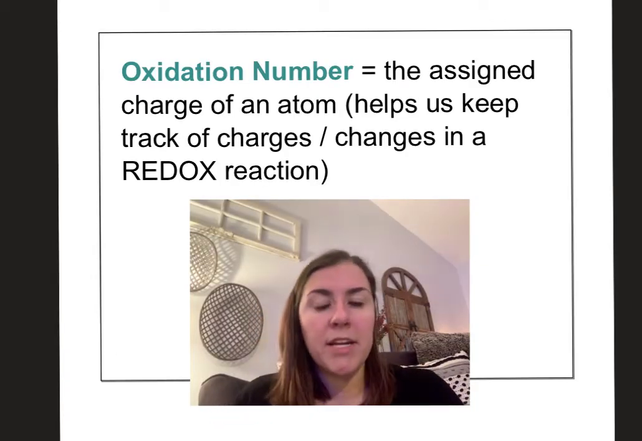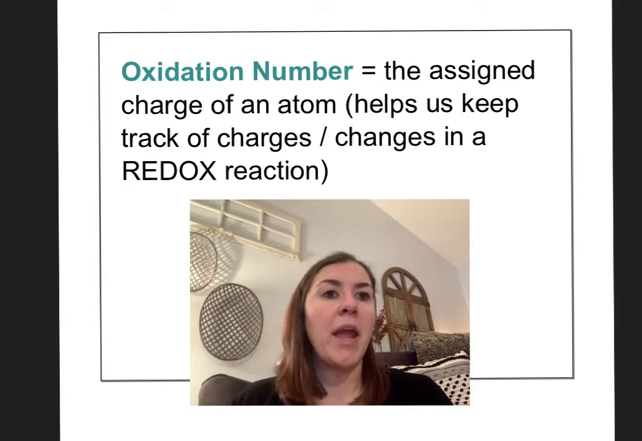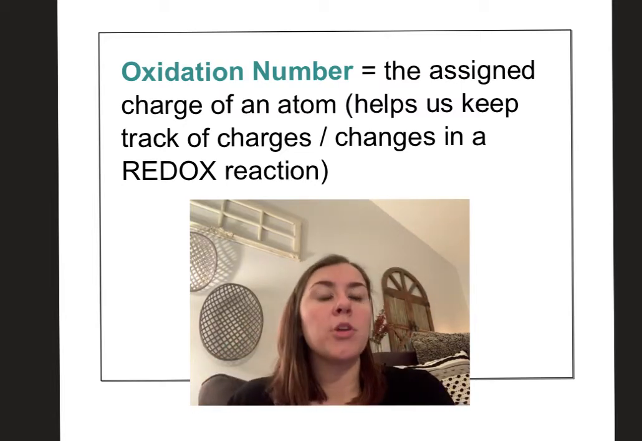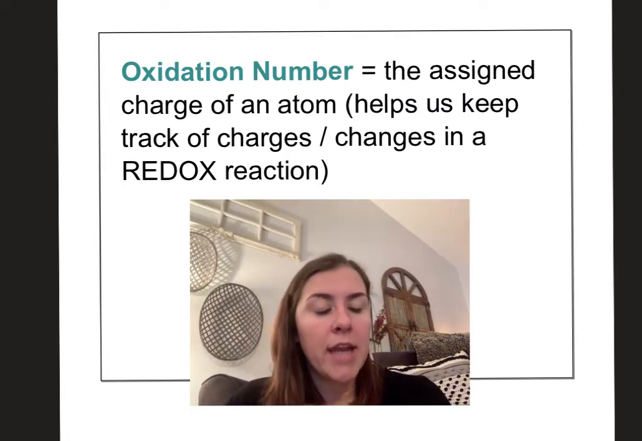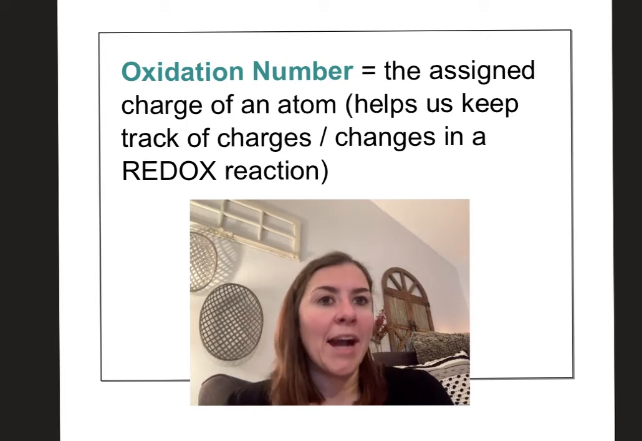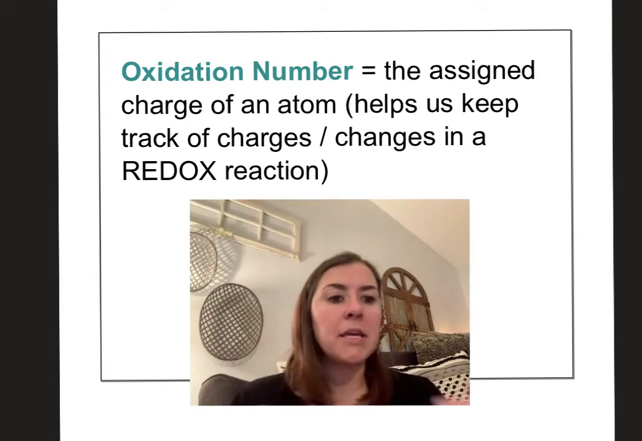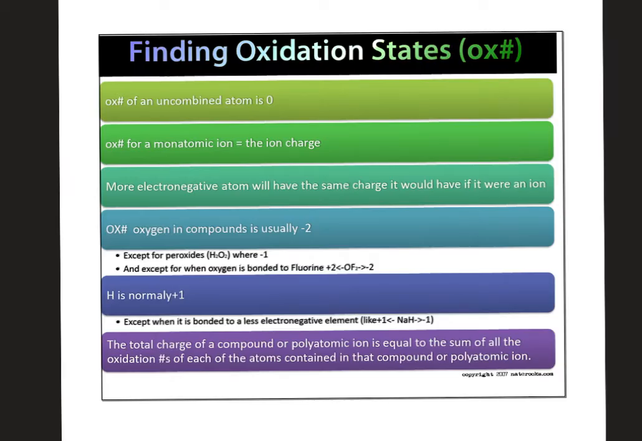So when we're looking at redox reactions, we know an electron's being transferred, so it's really nice to have a way to keep track of these charges, because if a charge changes, that means an electron was either gained or lost. So how do we keep track of these electrons moving? We assign every part of a reaction an oxidation number. That's the assigned charge of an atom, and it will help us keep track of things as we look at these reactions. So if I'm looking at a chemical formula, how do I actually assign oxidation numbers? There are some rules to help us.